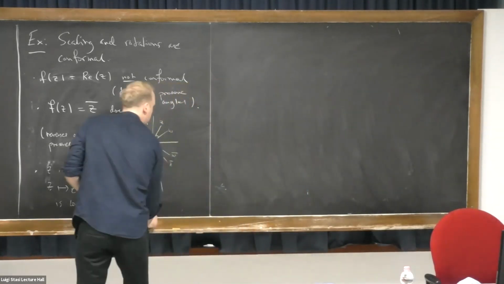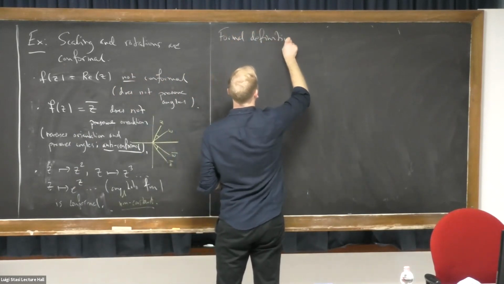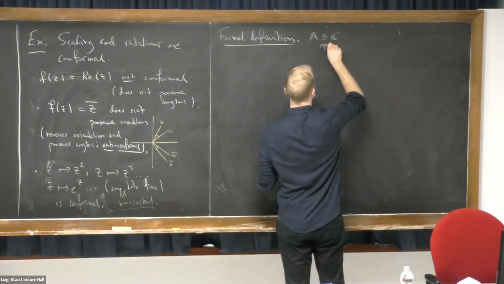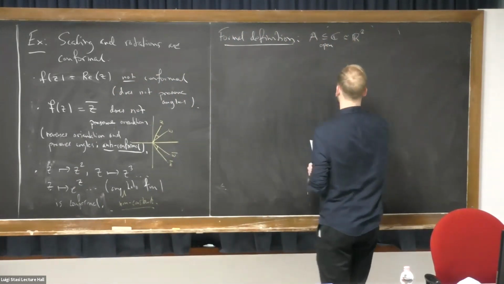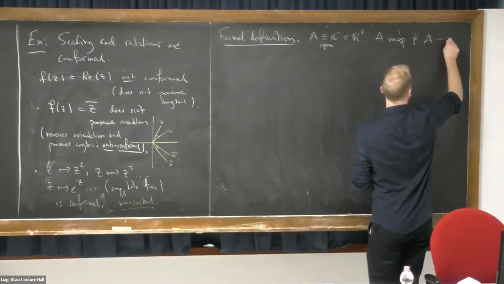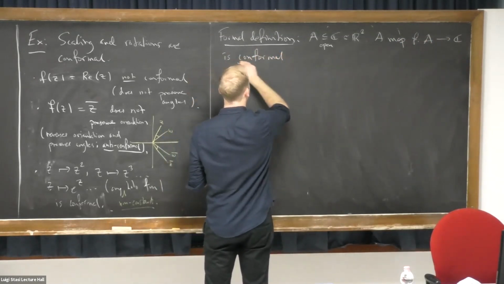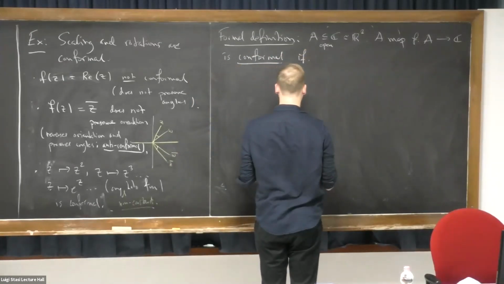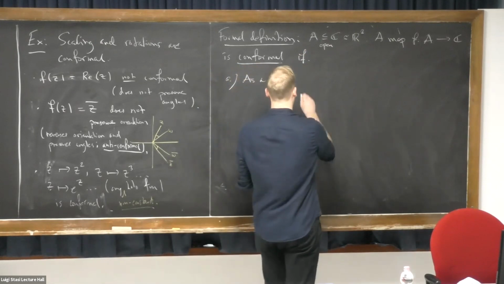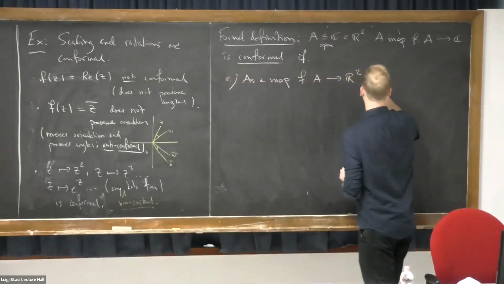So, formal definition of conformality. Let's take an open subset A of C, identified with R2 as usual. Then we say that a map F from A to C is conformal if the following holds. The first condition is that as a map from A, this open set inside R2, to R2, it is real differentiable.